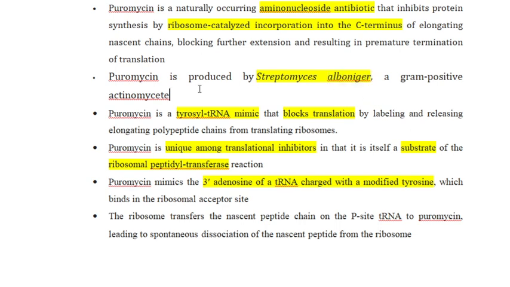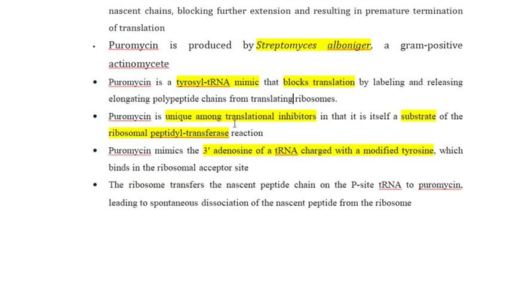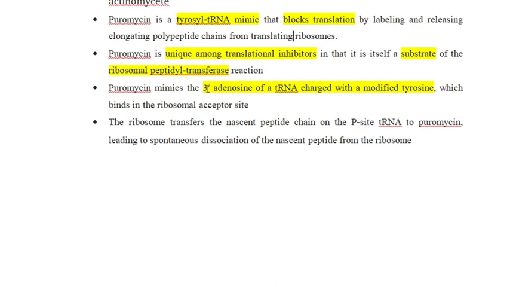Alboniger is a gram-positive actinomycete, and puromycin is a tyrosyl tRNA mimic. It blocks translation by labeling and releasing the elongated polypeptide chain on the translating ribosome. It is a unique compound because puromycin itself acts as a substrate for the peptidyl transferase reaction. It mimics the 3' adenosine of tRNA charged with modified tyrosine. That's why it is called a tyrosyl tRNA mimic.